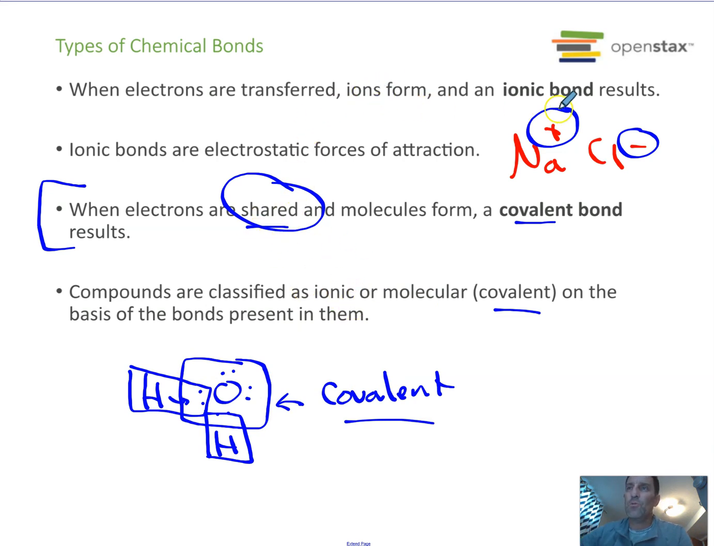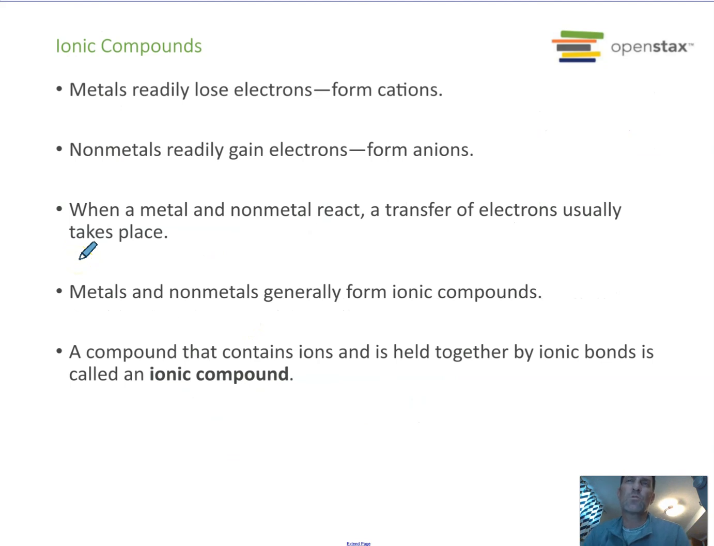When ions are formed, ionic bonds are created, and they stick together because of electrostatic forces. A covalent bond is when the electrons are shared. Okay, we'll just go 2 more slides. Ionic compounds, the metals are losers. Always remember metals are losers and they form cations. Nonmetals gain and they form anions. When a metal and nonmetal react, a transfer of electrons usually takes place. Metals and nonmetals generally form ionic compounds.